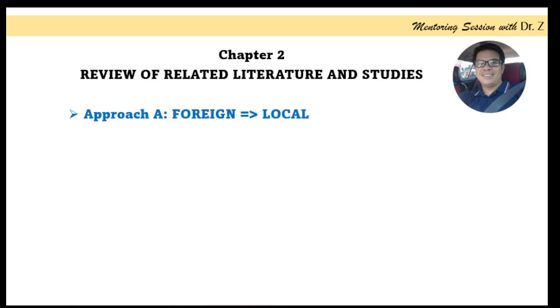Now, first of all, there are approaches that a researcher has to consider in writing the content of chapter 2, which is review of related literature and study. So basically, we have two approaches. The first approach is the researcher groups all the literature and studies according to whether it is a foreign literature or study. They're grouped together, all foreign. And then if the literature and studies are local, then they're grouped together. So that's it.